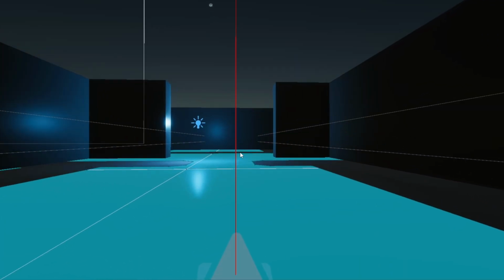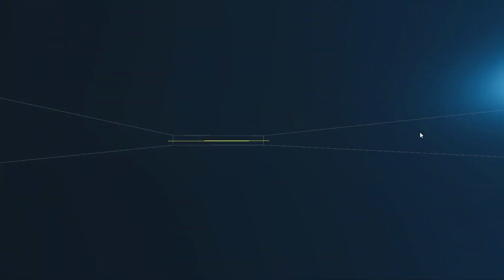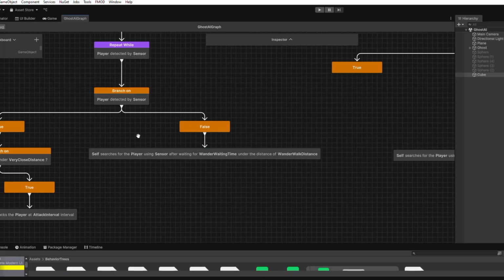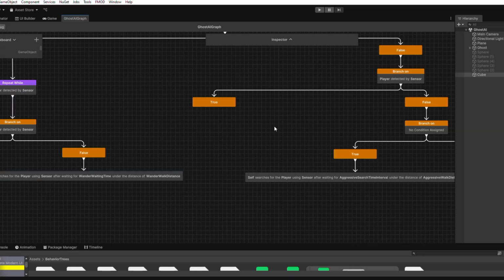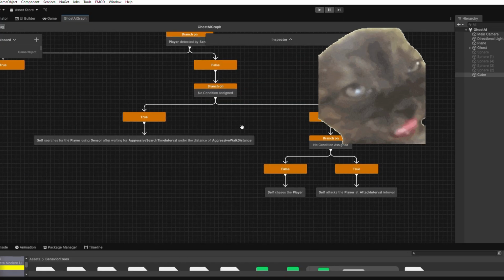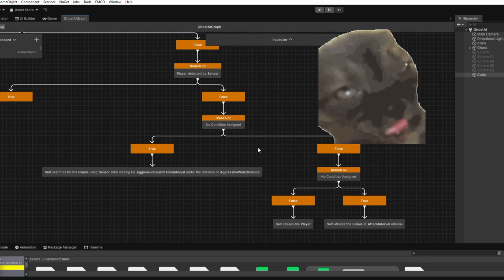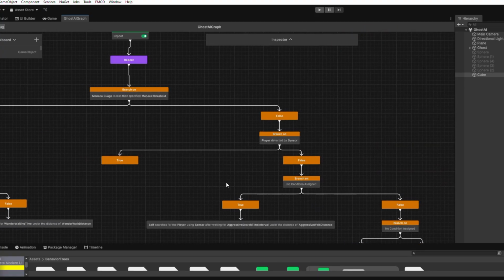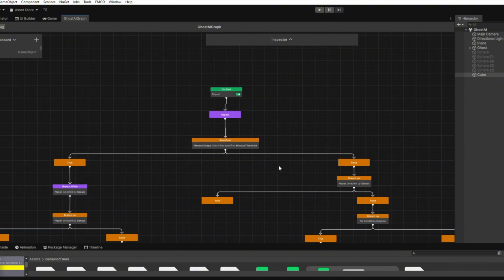Now, as we tried to improve our AI logic and make it smarter, we soon realized that handling different states with a behavior tree is not an easy task. There are just a lot of conditions and statuses to keep in mind. So we finally decided to remove the behavior graphs and switch to a simple state machine.